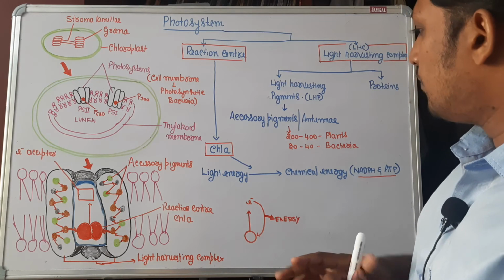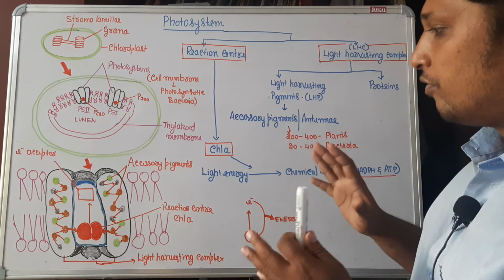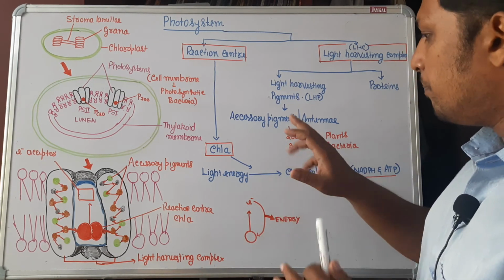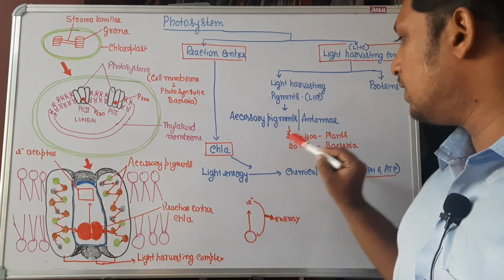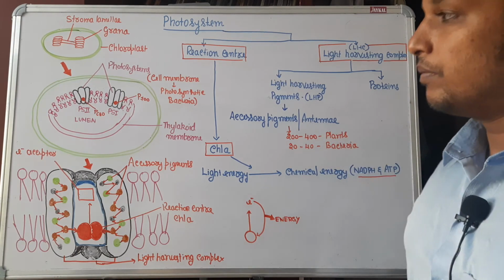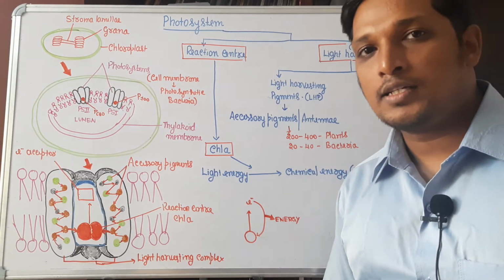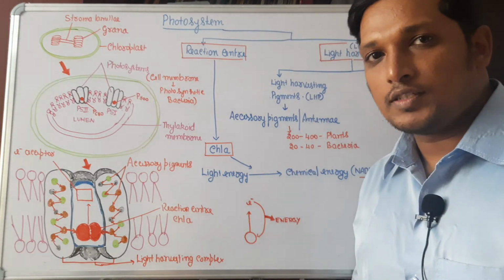So this is about the structure of photosystem. In bacteria, the light harvesting complex is composed of only 20 to 40 pigments. I hope you have understood the concept of photosystem.